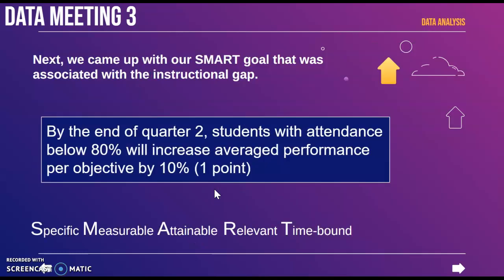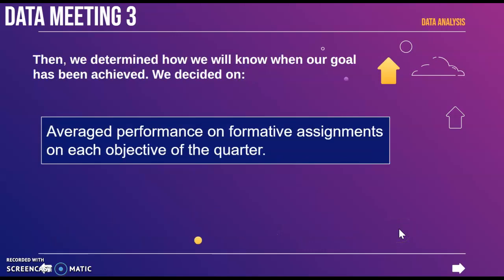So after that, we came up with our SMART goal that was associated with our instructional gap. And here was our goal in accordance with the requirements of it being a SMART goal. So specific, measurable, attainable, relevant, and time-bound. After that, we were able to determine how we will know when our goal was being achieved, and we decided on this benchmark.